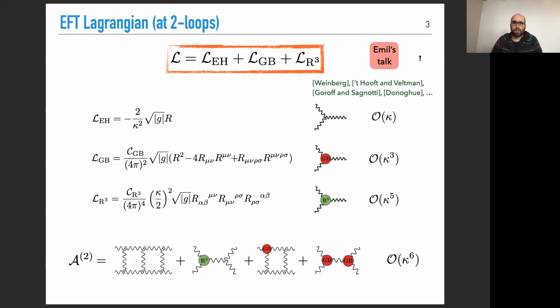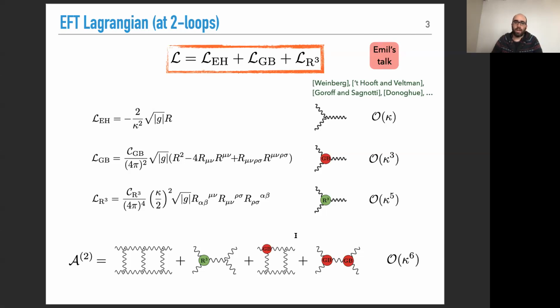So just to be clear, I should explain what I mean by two loops. By two loops, I'm referring to the order of the calculation in the Einstein-Hilbert part of the Lagrangian. So it also involves parts that are not two-loop calculations. You can see this, for instance, by looking at the order of the vertices of each of the different terms of the Lagrangian.